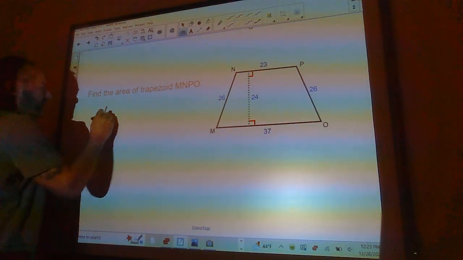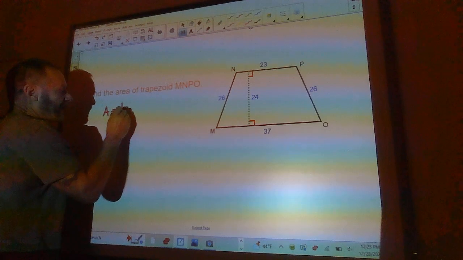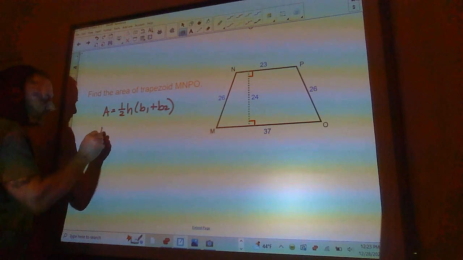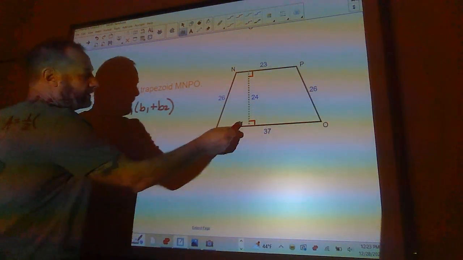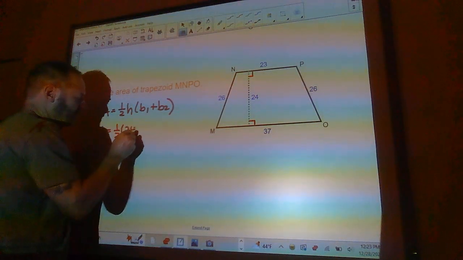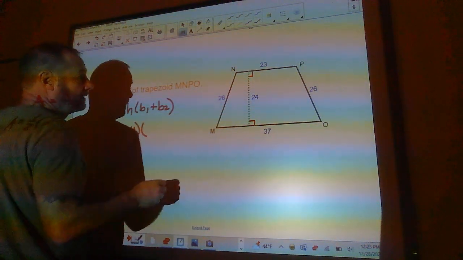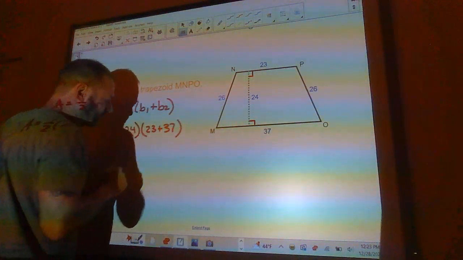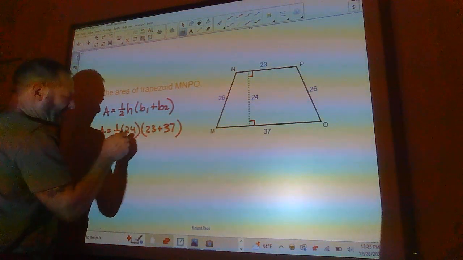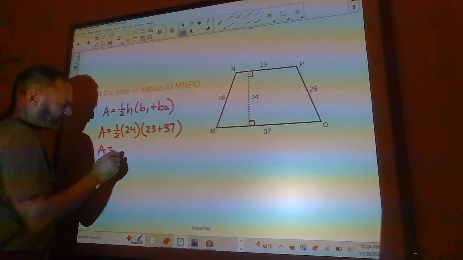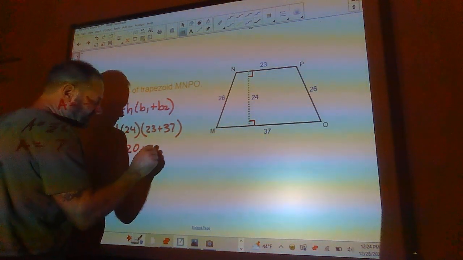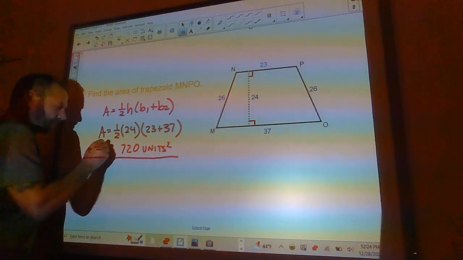Okay, so my formula is 1/2 the height times base 1 plus base 2. So my height is right here, it's 24. Base 1 is up here, that's 23. And base 2 is down here, that's 37. Okay, so this is 60. Half of 60 is 30. 30 times 24, that's going to be what, 720? Let's double check. 30 times 24, 720, yep. And that's going to be units squared because it's area.